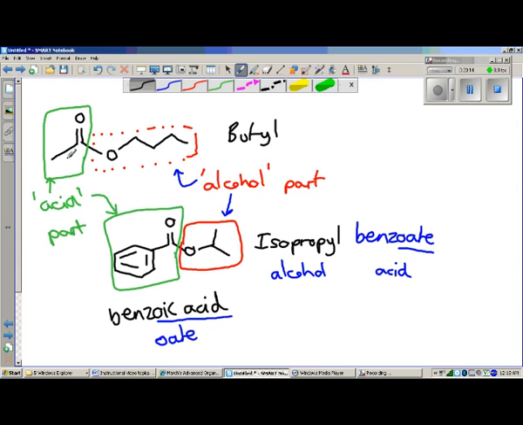So let's go back up to this guy. 2-carbon acid would be acetic acid, or I should say ethanoic acid, let's use our naming convention, ethanoic acid. So we lop off the oic acid and put oate on there, we get butyl ethanoate. And that's how you name esters.